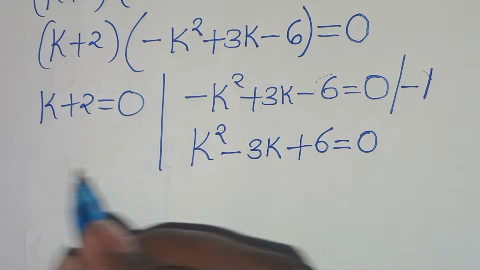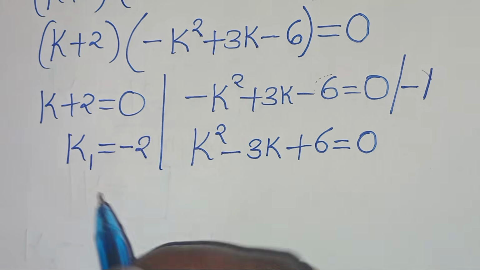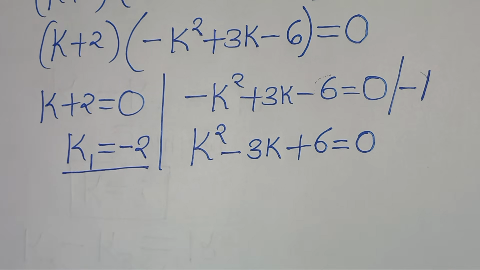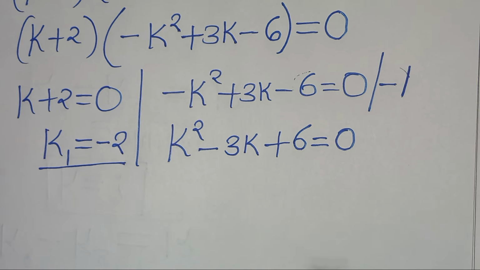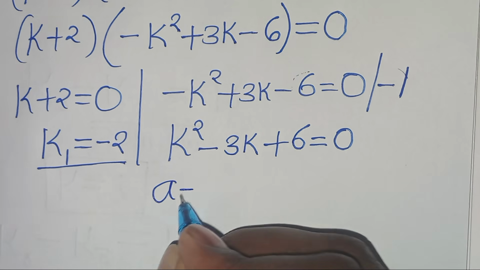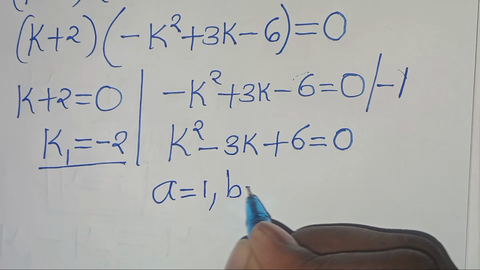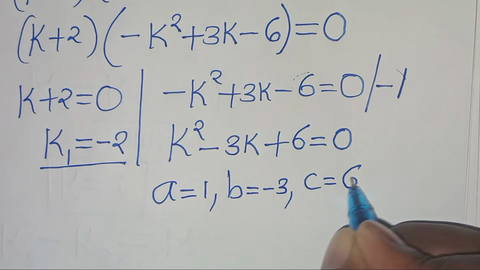From the first part here, k1 is equal to negative 2. This is a real solution. Now, on the second part here, this is a quadratic equation where we have a is equal to 1, b is equal to minus 3, and c is equal to 6.